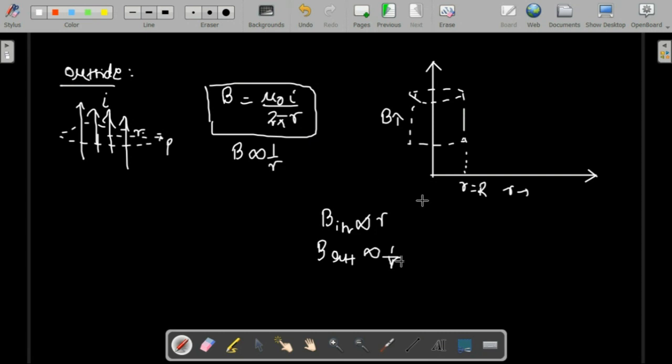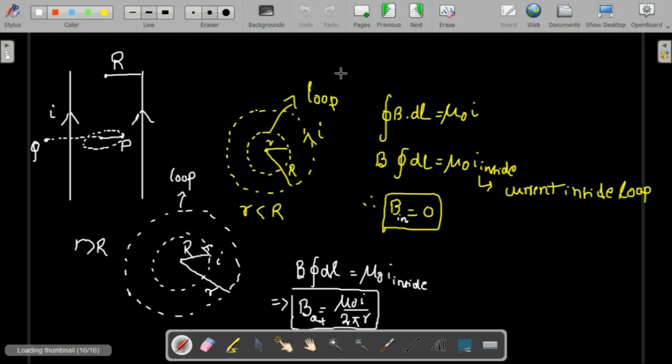So if it is inside, it is proportional to r. That means the magnetic field is going to increase with distance. But when we are coming outside, it is inversely proportional to r, so proportional to 1 by r. This is proportional to r. This is how you can construct the graph for this. Similarly, in this case also we can construct the graph. We didn't do that. Let's just do it first.